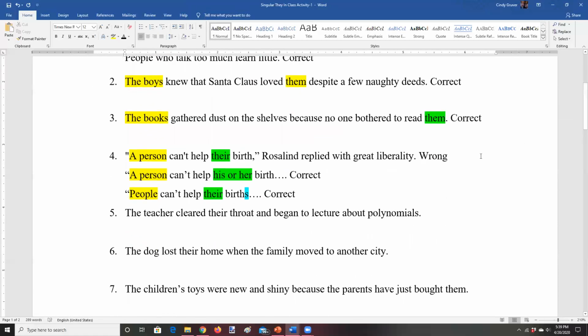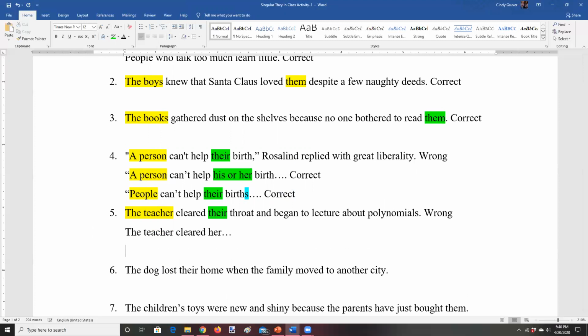A teacher cleared their throat and began to lecture about polynomials. Our title is teacher. Our antecedent is teacher. No S at the end of teacher, so we know it's singular. So we can't have there here. So this is incorrect. This is one of those singular there examples. So if we know the gender of the teacher, we could say the teacher cleared her throat. That would be correct.